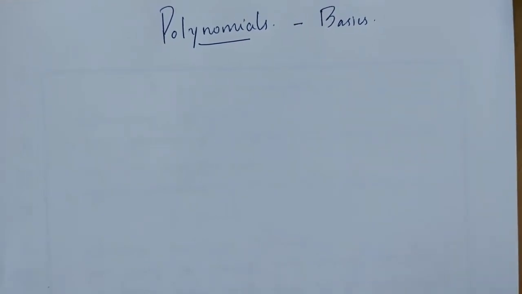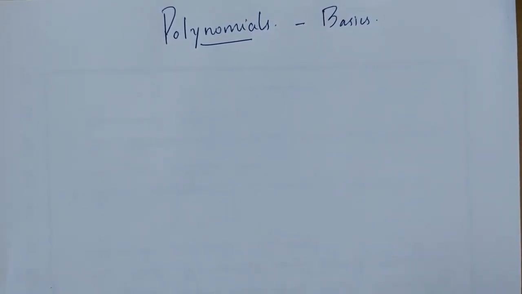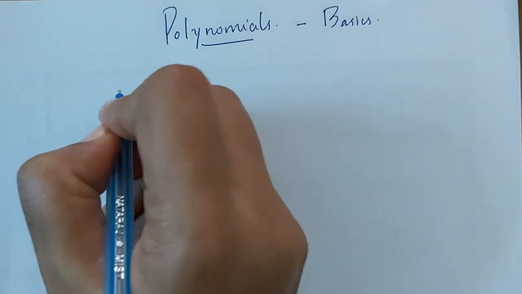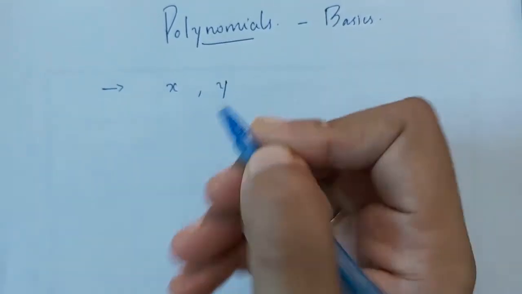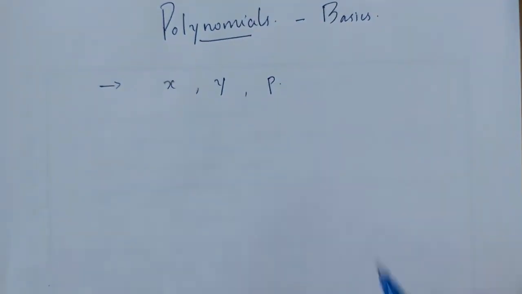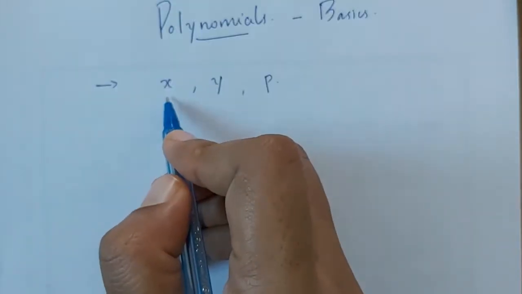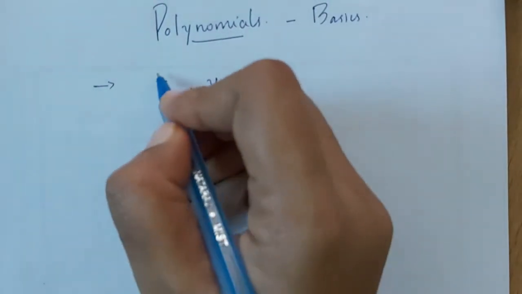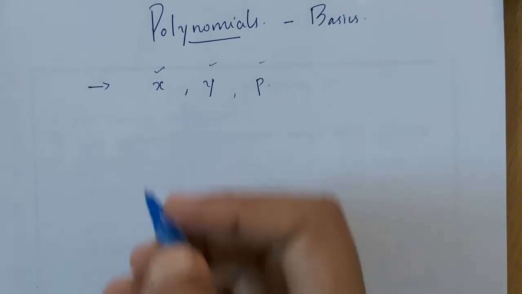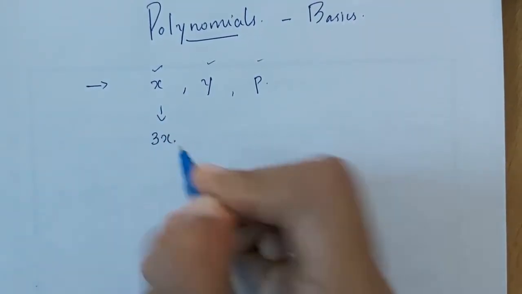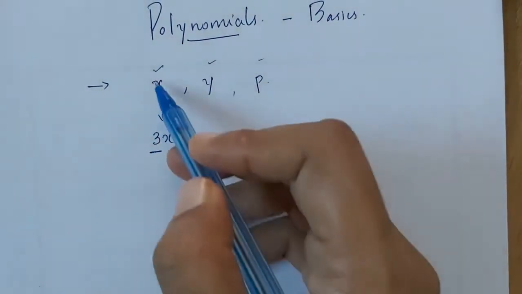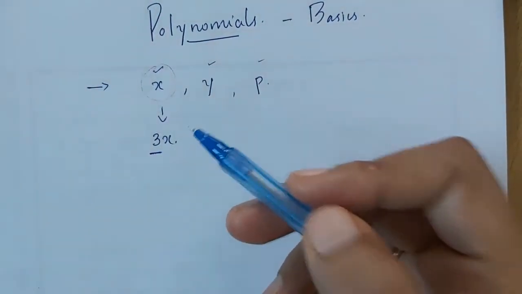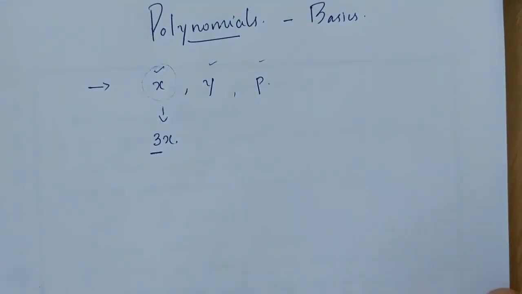A polynomial is an expression consisting of variables and coefficients. What is a variable? Usually we use notations x, y, p, like that. These are variables in mathematics. They can hold values. So a polynomial is an expression consisting of variables and coefficients. That is, if we are writing 3x, 3 is the coefficient of x. x can take any value: 1, 2, minus 2, 1 by 3, any value.